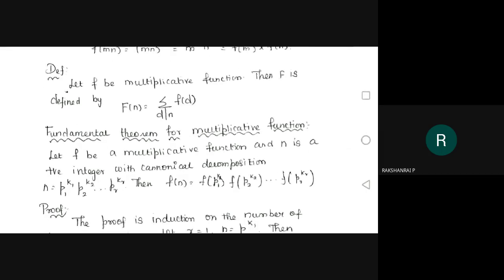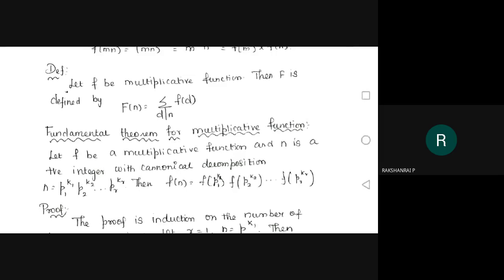Then we have proved the fundamental theorem for multiplicative function. Let f be a multiplicative function and n is a positive integer with canonical decomposition. n is equal to P1 power K1 into P2 power K2 etc. PR power KR. So here n is a composite number which can be represented as the product of distinct primes. That form is called canonical decomposition.